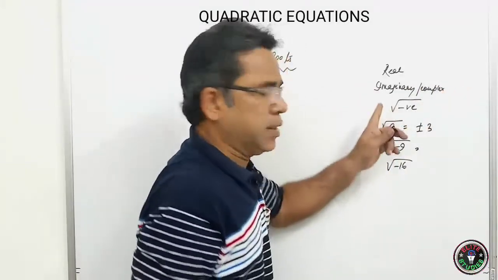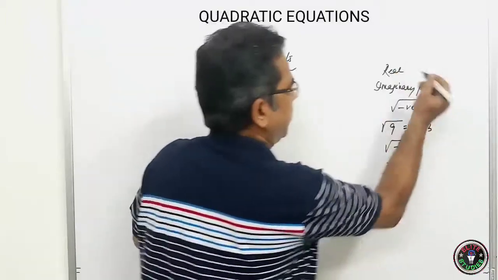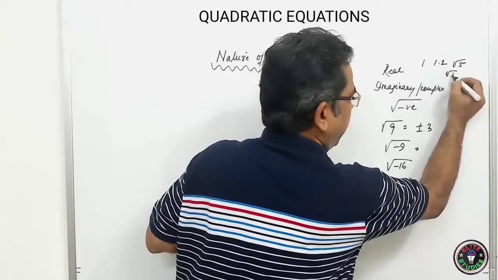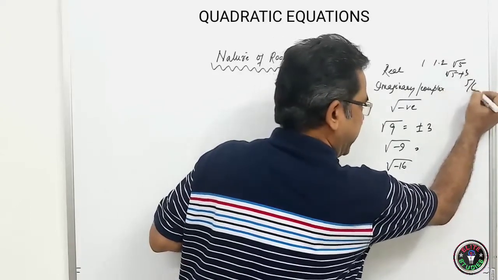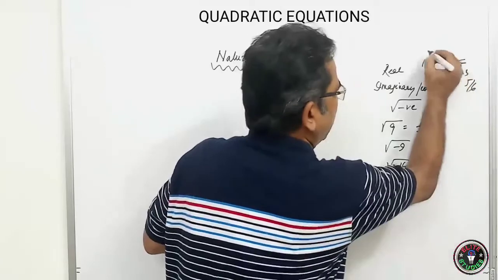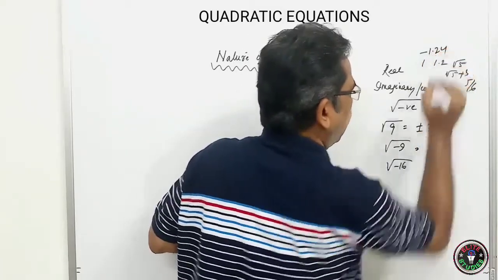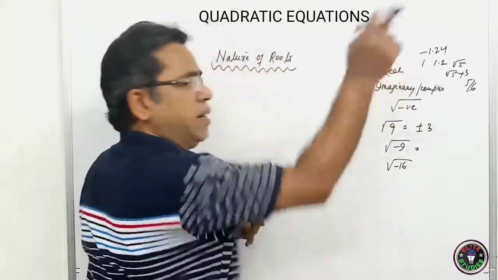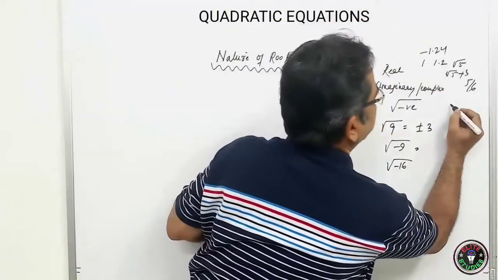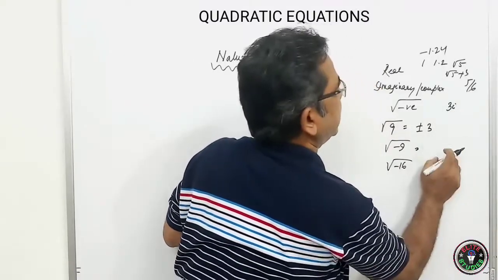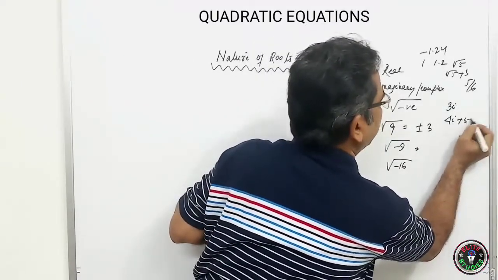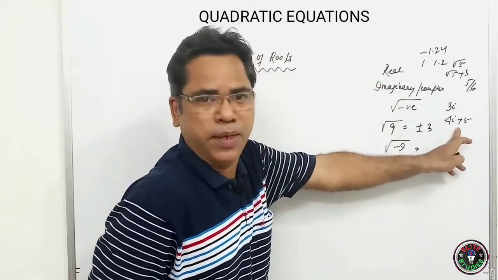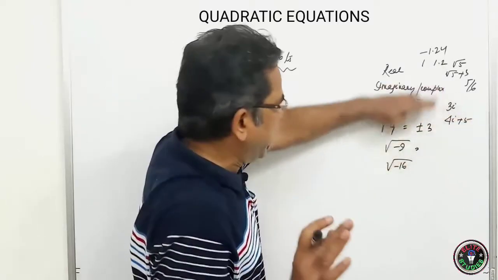Now, what are real numbers? Examples of real numbers: 1, 1.2, root over 5, root over 5 plus 3, 5 by 6, minus 1.24. These types of things are all real numbers. Imaginary numbers you will see in the higher classes, written as 3i, where i stands for imaginary, or 4i plus 5. These are called imaginary. And dear students, you have never undergone such numbers till date. So you forget about these imaginary numbers.